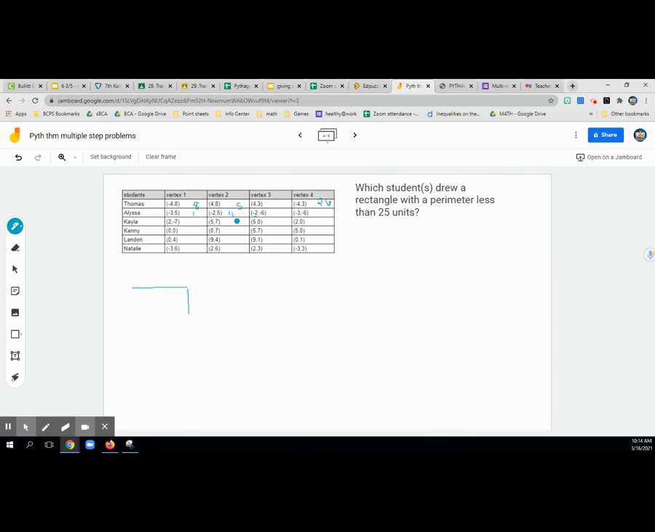And we know that we would just need to add those together and double them. So 11 plus 1 is 12. Doubled makes 24. So Alyssa did make a rectangle with a perimeter less than 25.